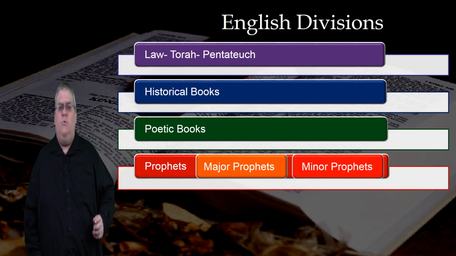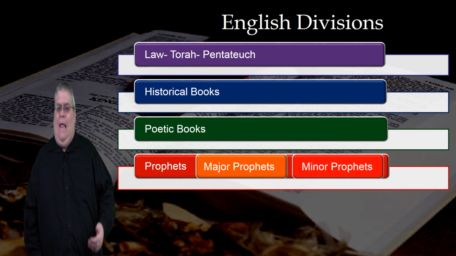Now, don't let these terms confuse you. Major and minor have nothing to do with their importance or influence, because every prophetic book is very important. But the terms major and minor refer to the relative size, the relative length of the books. The major prophets are just longer books, and the minor prophets are shorter books, as we'll see. And that's all that these terms major and minor mean.